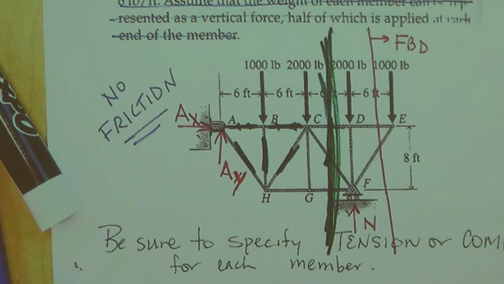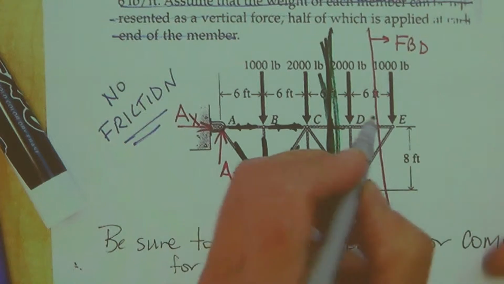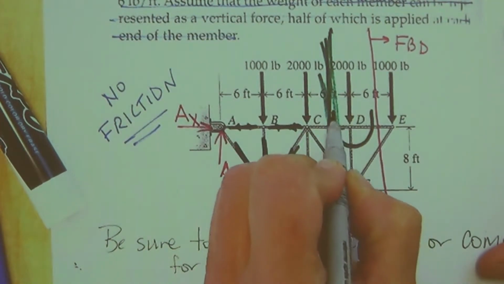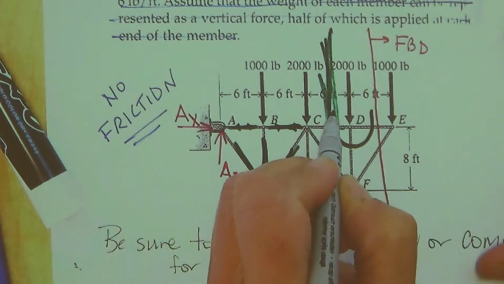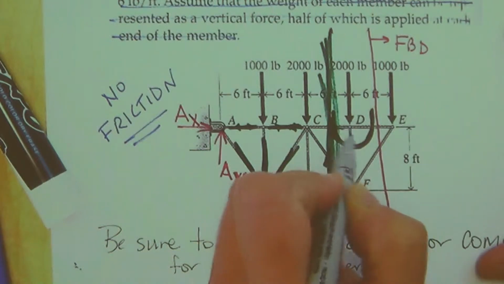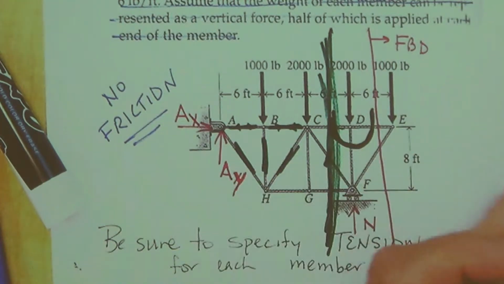Okay, now I want you to draw a free body diagram of the top part. Everybody look up here for a minute. Look at where I'm breaking it. I'm breaking it here, here, and here. So we're only drawing this part right here. Draw a free body diagram of that.